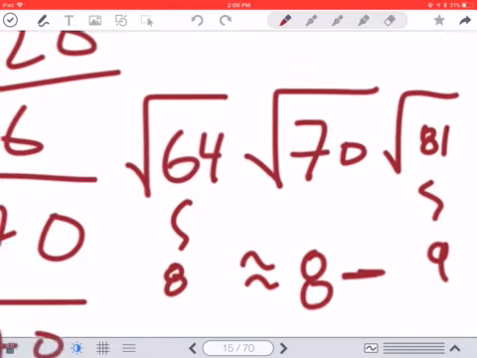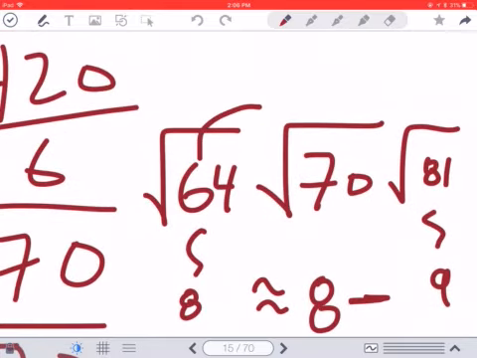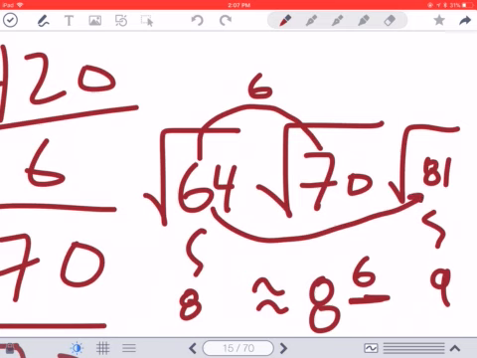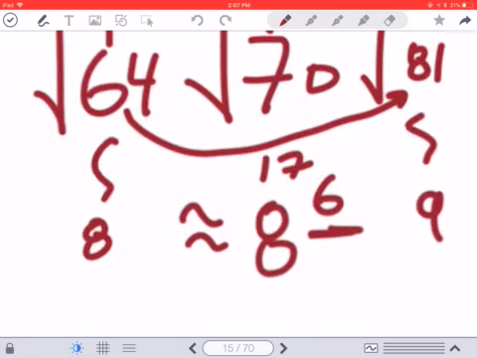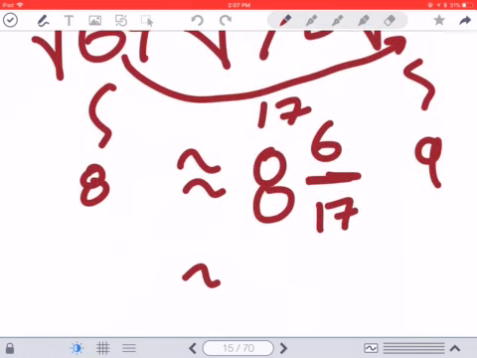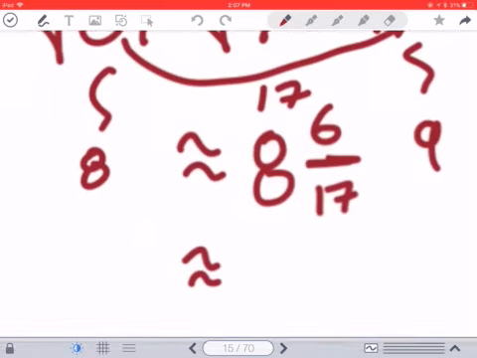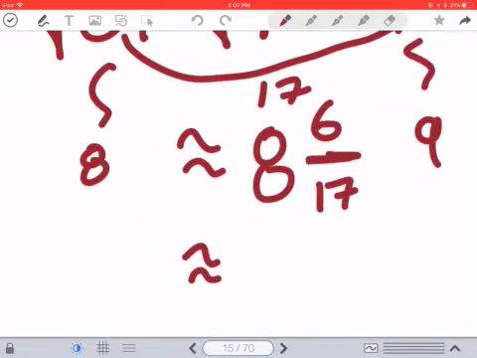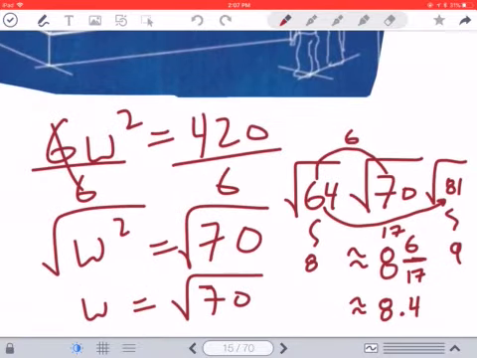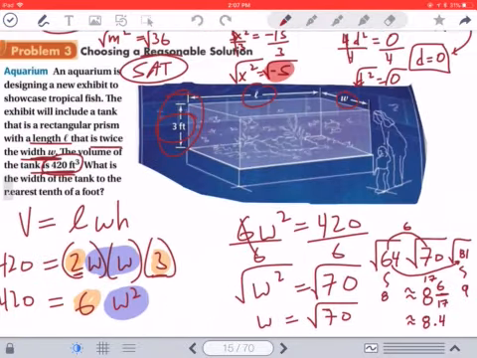How do we know what that something is? There's a method you could use here. 64 to 70 is 6 numbers away from each other, 70 minus 64. 64 to 81 is 17. The difference is 17. So I know that this is going to be 8 and 6 17ths. Well, 8 and 6 18ths would be 1/3, so this is a little bit more than 1/3. So this is about 8.4, something like that. Okay, what does this mean? Well, the width is 8.4.